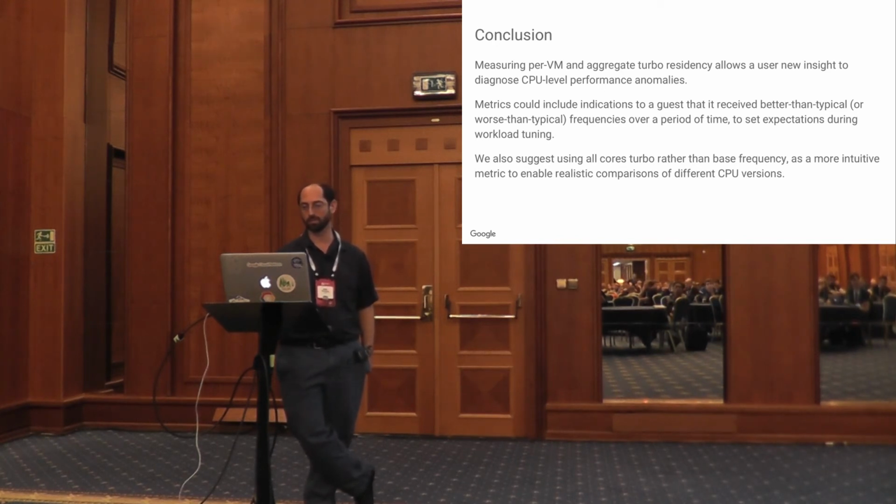And I also am advocating for using the all-core turbo frequency as a comparison metric so we can understand the differences between CPUs in a better way than understanding base frequency. So, any questions?